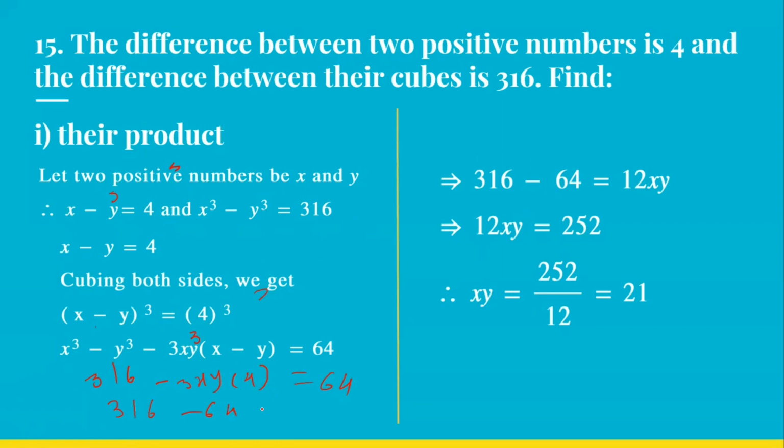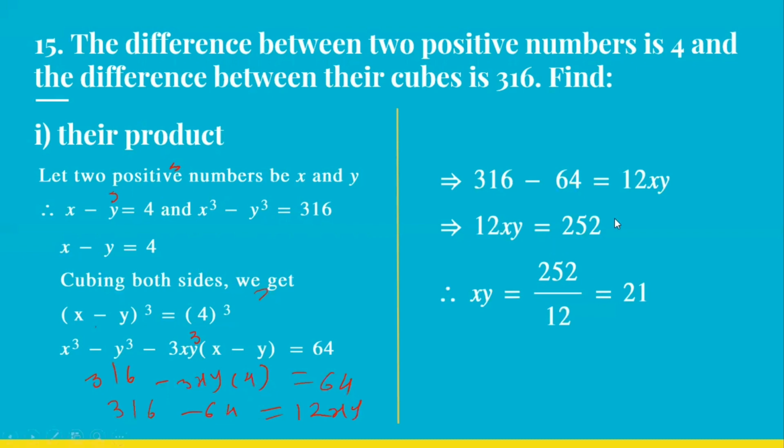And 3 4s are 12. This 12xy moves over here. Now 12xy is equal to 316 minus 64, which is 252. So xy is equal to 252 divided by 12, which is 21. Now we have found the product, that is xy is 21.